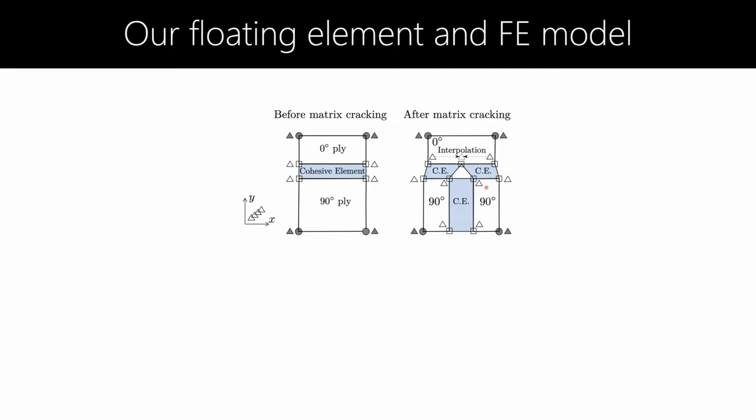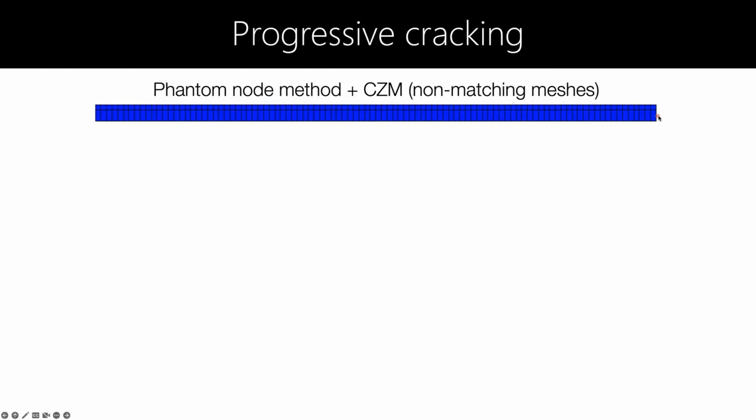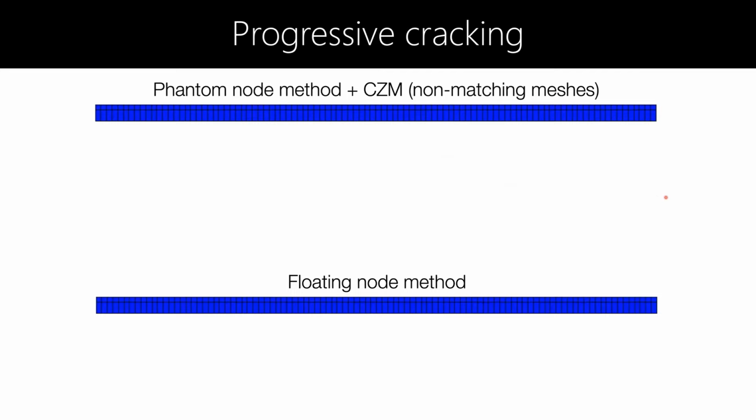So if I just show you two cases, one in which we split the element and one we don't, on a simple 0/90 laminate. So this is an approach where we have the 90 degree layer at the bottom, the zero at the top, modeled with very standard methods. So phantom node method for the 90 degree ply and standard cohesive elements for the interface. And here is where we split the elements at the bottom.